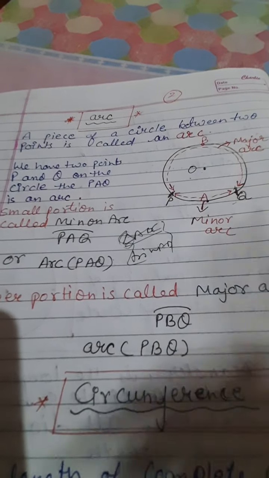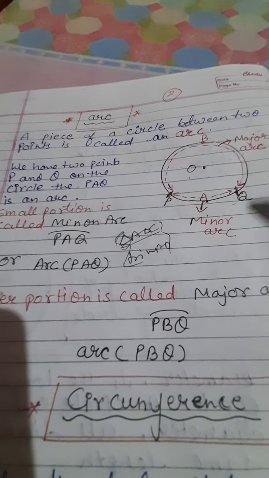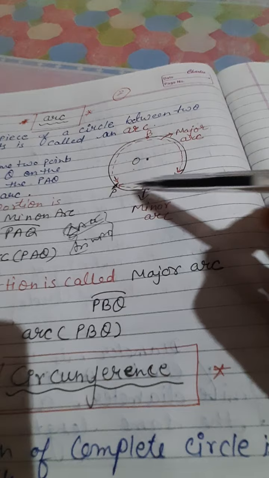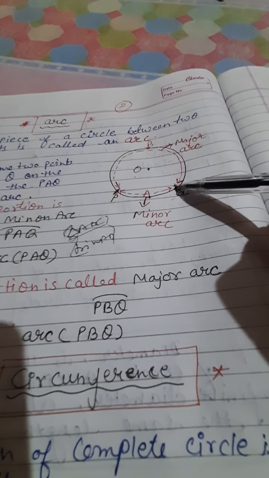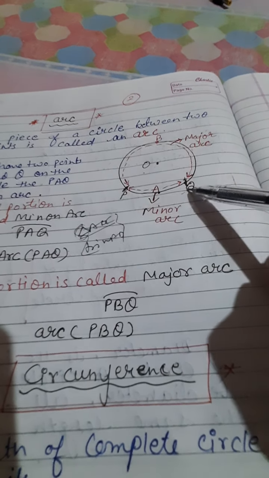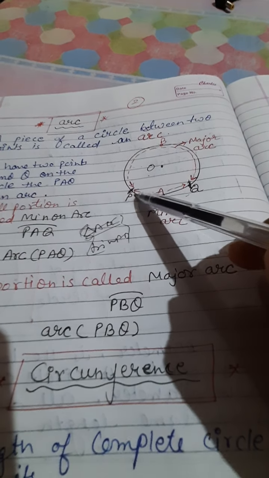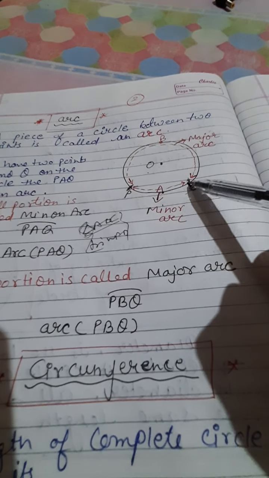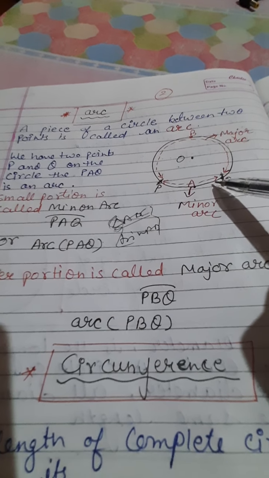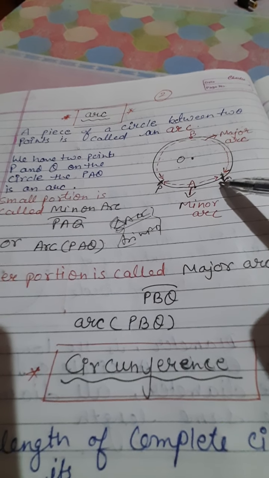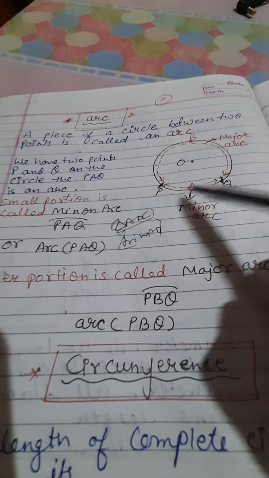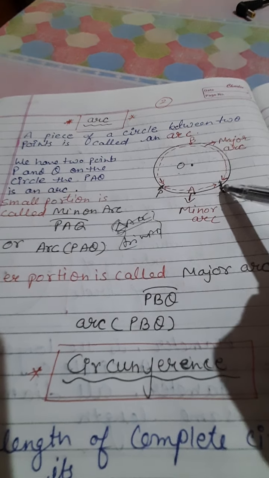What is the arc of a circle? Suppose we have a circle and we are taking any 2 points on the circle. The length between P and Q, the piece of a circle, means basically an arc is a piece of a circle between any 2 points which we are taking on the circle. Means P and Q are 2 points on the circle, and this piece is known as the arc.